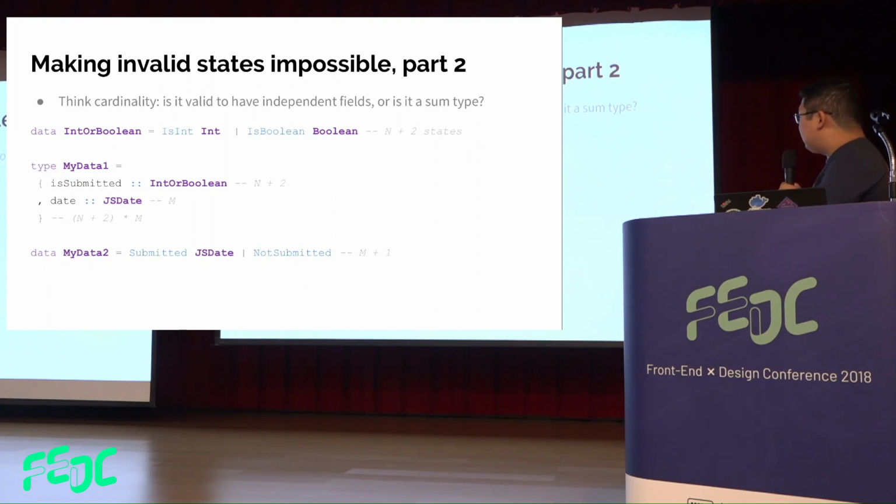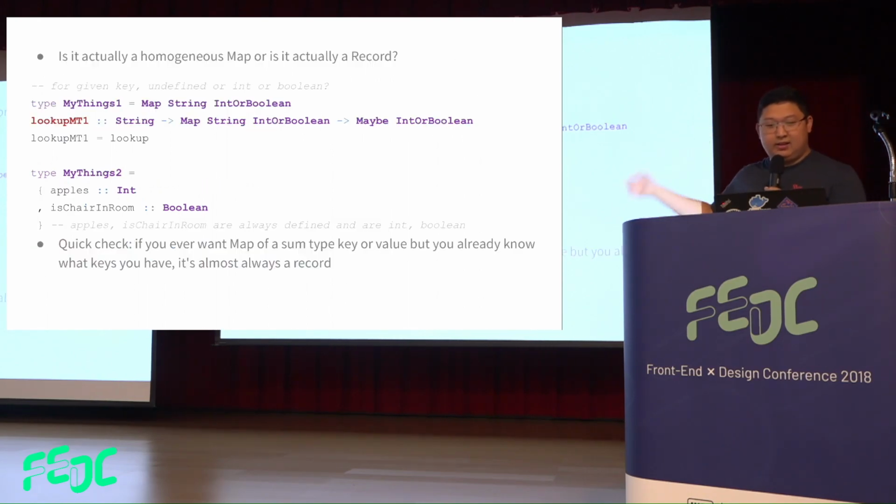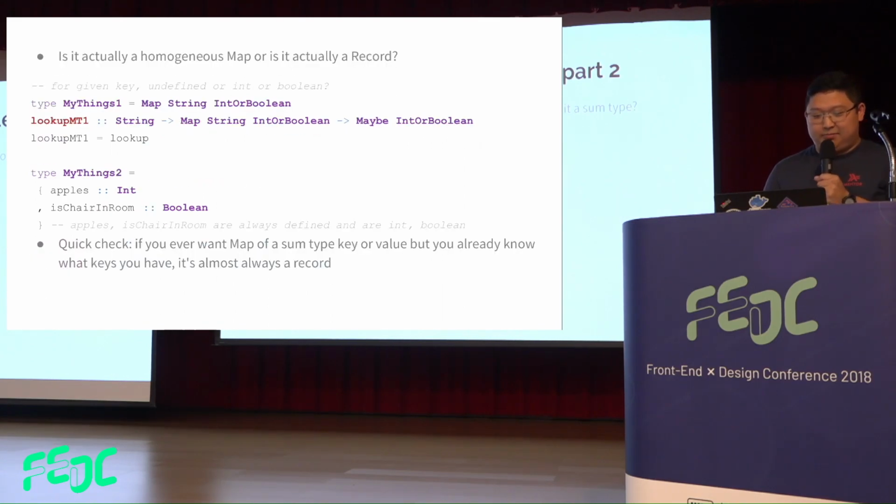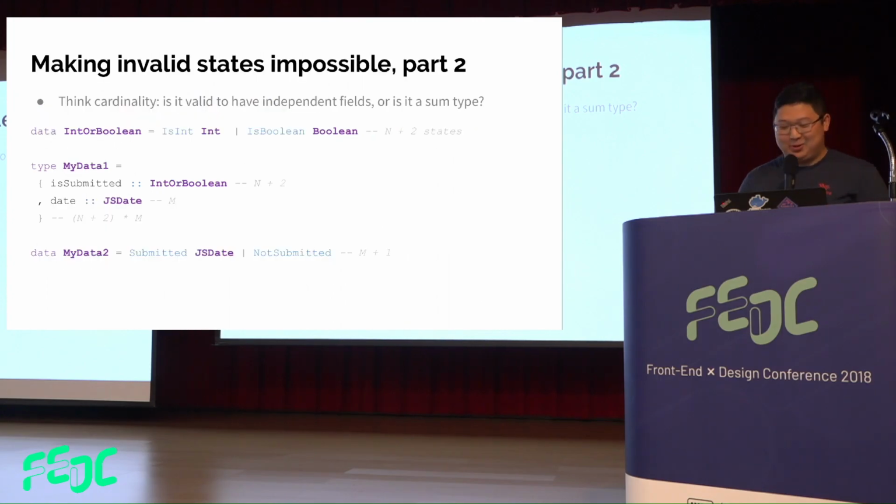And then let's also look at this other case, right? We can say myData2, submitted JS date. It can be n number of states or not submitted, 1. And this is something I will use in this example. I lost some code. But anyway, this is similar to the Int or Boolean as above.